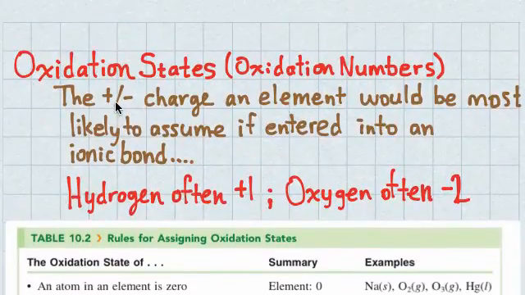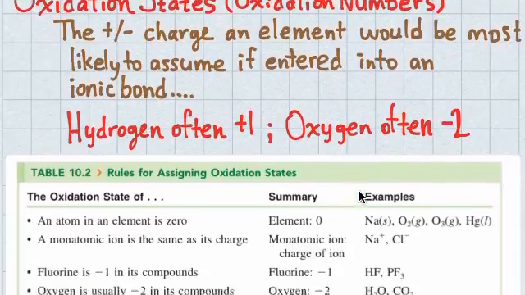Oxidation states or oxidation numbers are the positive or negative charge an element might take on if it were actually entering into a bond, and that bond were ionic, even if it's not ionic, like molecules still sharing electrons are said to have certain oxidation states. Two rules of thumb that I always go by are hydrogen is almost always a positive 1, and oxygen is almost always a negative 2. I said almost, didn't I? There are metal hydrides that have hydrogen as a negative 1, and there are peroxides and other weird oxide ions that might not have oxygen as a negative 2.